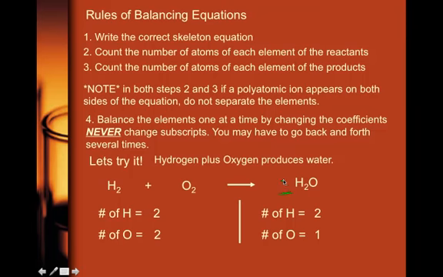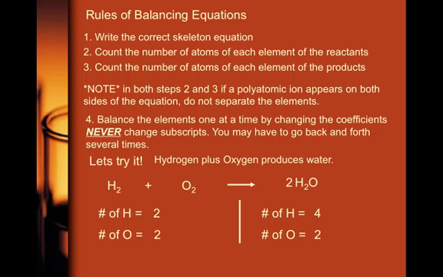Remembering the coefficient is multiplied. It is distributed to everything in the formula afterwards. So if we put a 2 there, then that 2 gets multiplied to both the hydrogen and the oxygen. So the hydrogen count increases to 4, and the oxygen count increases to 2. 2 times 2 equals 4, 2 times 1 equals 2. Now that balanced our oxygens, but it unbalanced our hydrogens. So we have 4 hydrogens on the right and only 2 on the left.